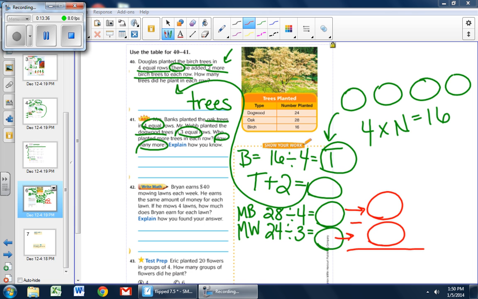Okay, moving to number 42. Brian earns $40 mowing lawns each week. He earns the same amount, so that's just like equal groups, for each lawn. If he mows 4 lawns, how much does Brian earn for each lawn? So you're going to go 40 divided by 4 equals, and we're working with money this time. So get those dollar signs in there before the numbers. And then label.